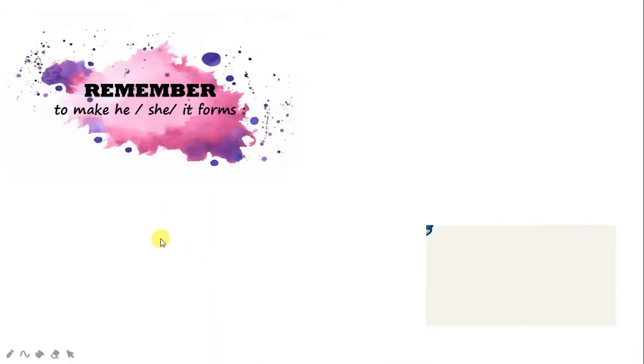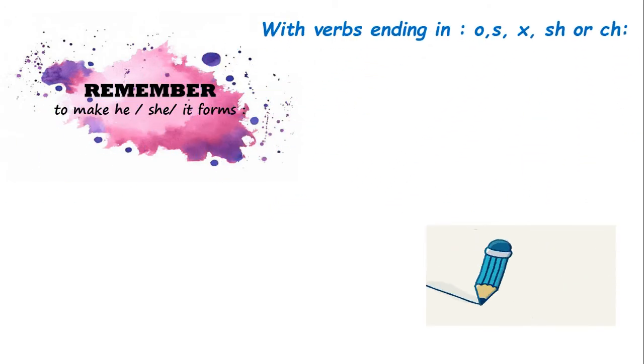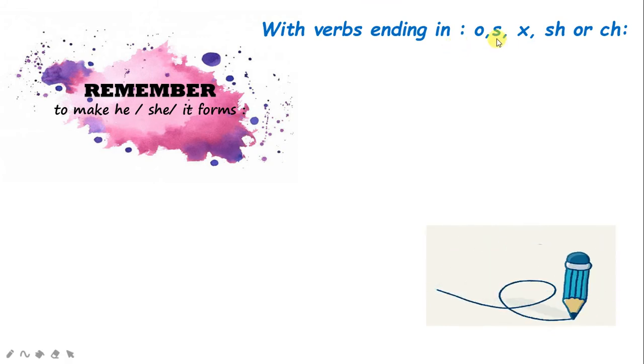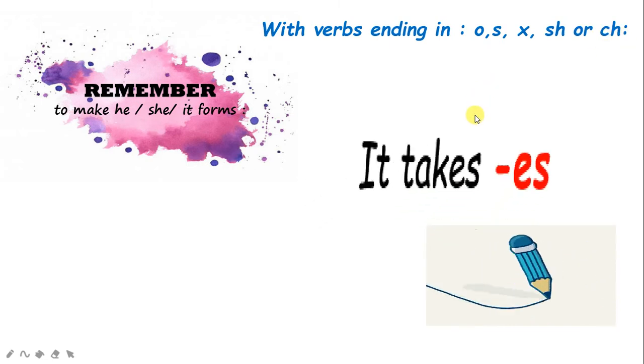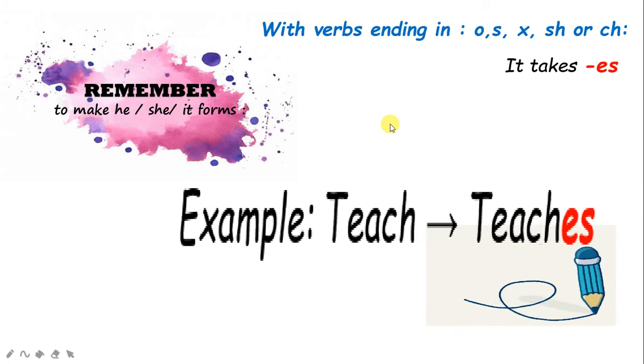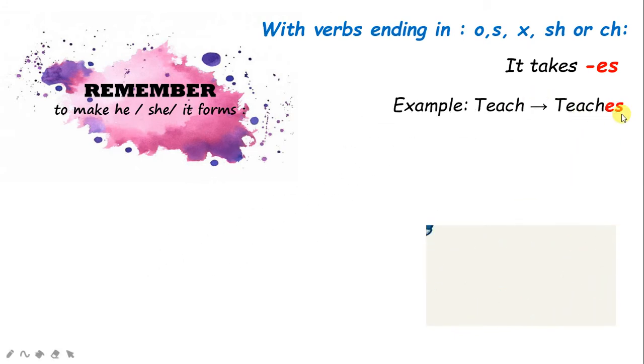As we already learned before, there are general rules to make he, she, or it forms: we add s after the verb. But actually, there are two more specific rules to make the form. The first one is with verbs ending in o, s, x, sh, or ch, it takes es. For example, teach becomes teaches.